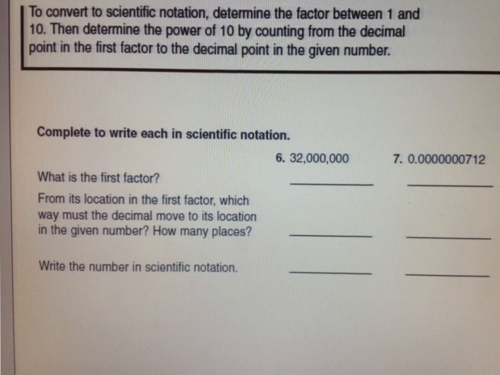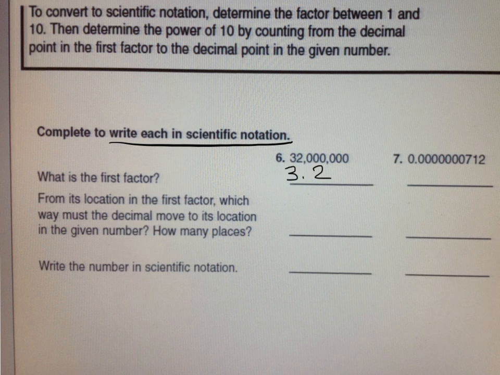All right, so up top here we have a review of how to convert scientific notation, how to write in scientific notation. So we need to have our first factor be a number between 1 and 10. So problem number 6, we're writing in scientific notation. My first factor is going to be 3.2. Place the decimal point so that your number is between 1 and 10. Now, from its location in the first factor, 3.2, which way must the decimal move?